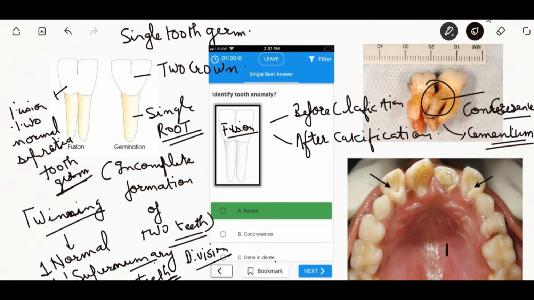So in fusion, you will see a single enlarged tooth or joined tooth in which the tooth count reveals a missing tooth when this tooth is counted as 1, whereas in gemination, the tooth count would be normal when the anomalous tooth is counted as 1. So on tooth count in fusion, you will see a missing tooth when this anomalous tooth is counted as 1.